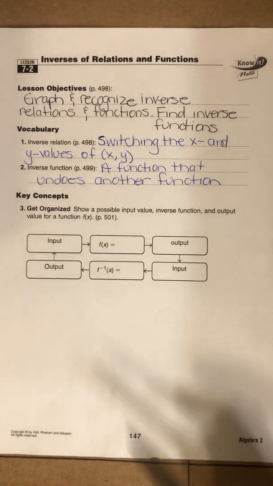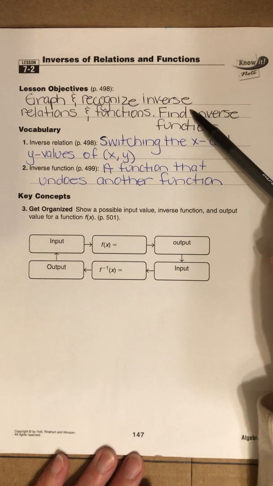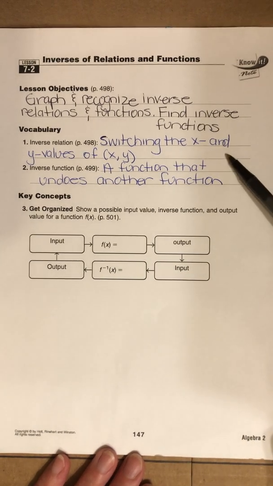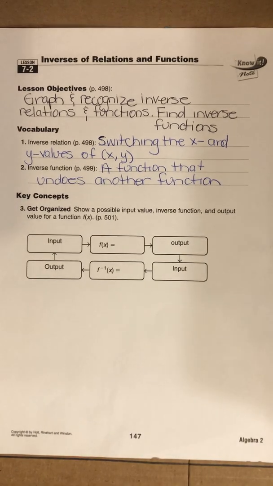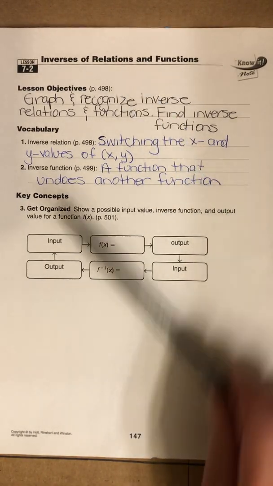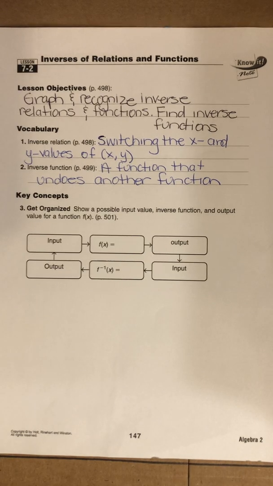And while I'm talking, notice you can already get written down our lesson objectives and the vocabulary, inverse relation and inverse function. So, what a relation is simply when one piece of data is related to another. And we usually show that as an XY point. When you have a certain X, you have a Y with it, and they are related to each other.